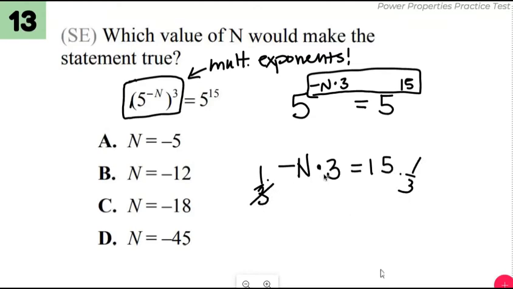Multiplying each side by 1/3 gets me negative n equals 5. If negative n equals 5, then positive n would have to equal negative 5, right? If I find the opposite of each side, that gets me A. The other option would be to substitute.